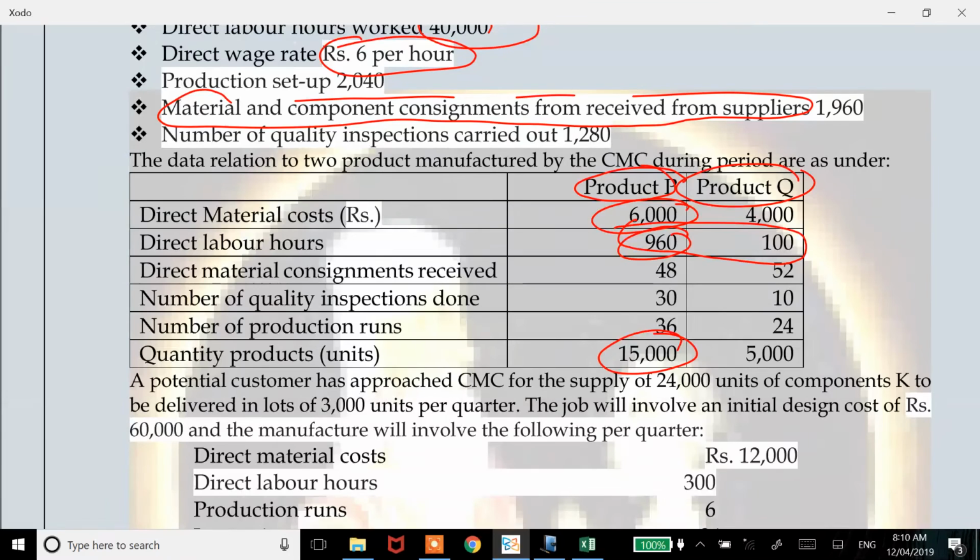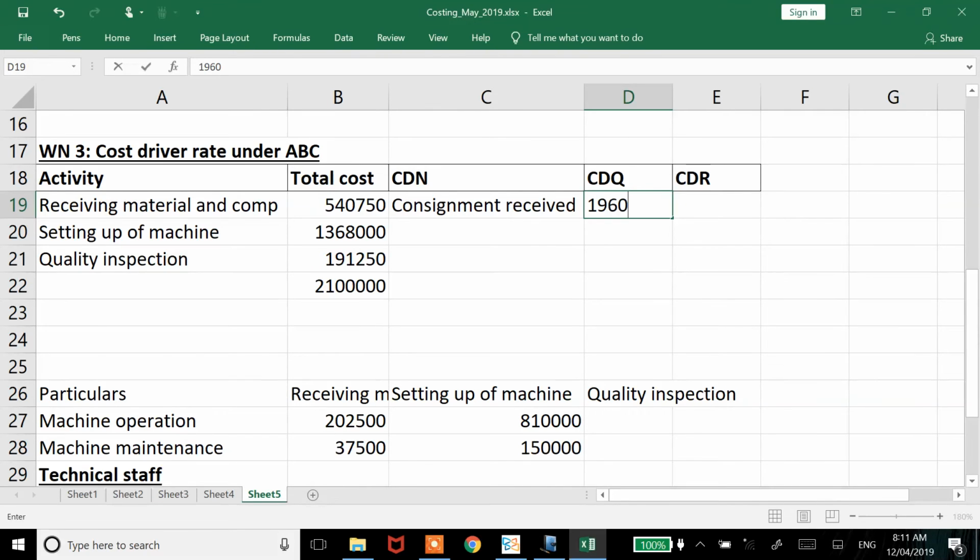Earlier problem we added it because those were the only 4 products. So they have given material and component consignment received from supplier as 1960. So the cost driver rate is the cost divided by 1960. You can keep it as 4 decimals. So every consignment I receive, the overhead cost is 275 rupees. So if some product needs 10 consignments, cost is 10 into 275. Any doubts on this?